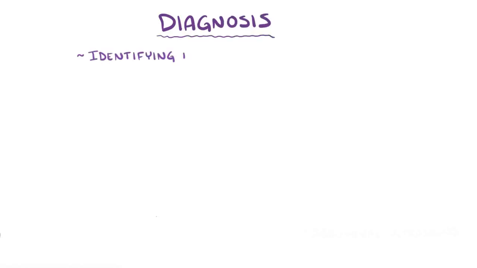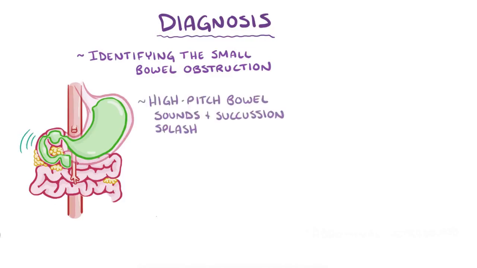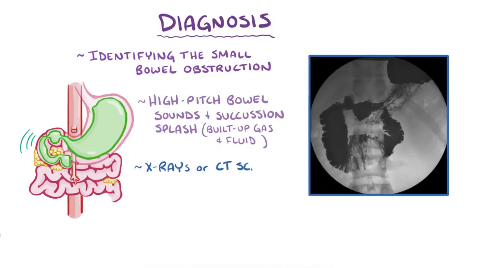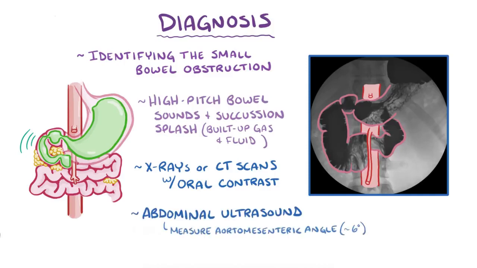Diagnosis starts with identifying the small bowel obstruction, which might be due to a lot of things, including superior mesenteric artery syndrome. Typically, on exam, a small bowel obstruction can cause high-pitched bowel sounds, as well as a succussion splash, which is the sloshing sound of built-up gas and fluid in the distended digestive tract upstream of the obstruction. If superior mesenteric artery syndrome is suspected as the underlying cause of the obstruction, imaging studies like abdominal x-rays or CT scans with oral contrast can be helpful, as well as an abdominal ultrasound to measure the aortomesenteric angle, which can get as narrow as 6 degrees.